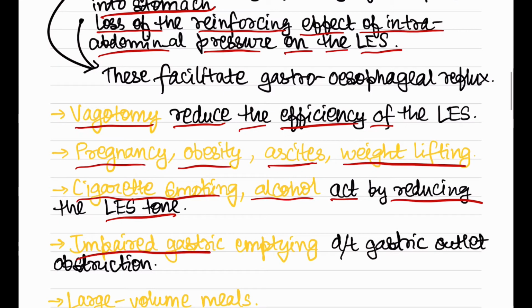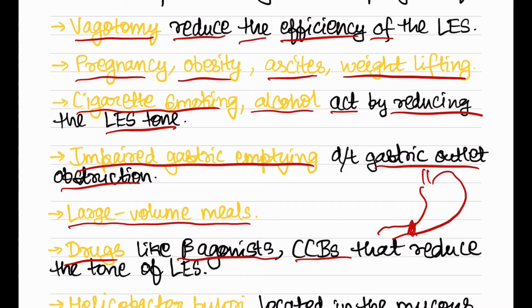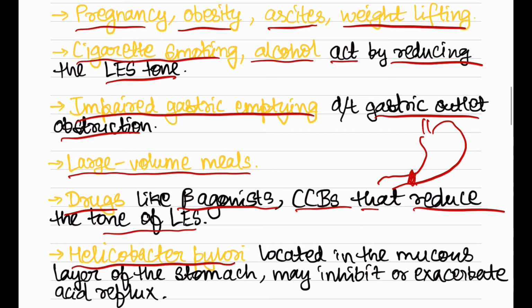Impaired gastric emptying due to gastric outlet obstruction. Basically we have the stomach here and it has an outlet from where it connects to the duodenum. If there is any obstruction here, the contents in the stomach will remain as such, and this may lead to gastroesophageal reflux disease. The same reason applies for large volume meals. Next, some drugs like beta agonists and calcium channel blockers also reduce the tone of the lower esophageal sphincter. Helicobacter pylori, located in the mucous layer of the stomach, may inhibit or exacerbate the acid reflux.